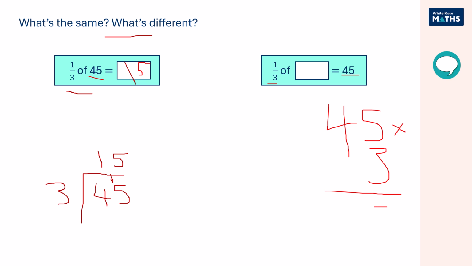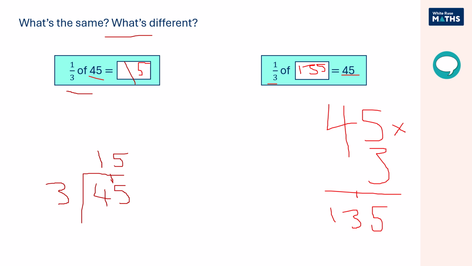5 times 3 makes 15. So 5 with a 1. 3 times 4 makes 12. Plus the 1 makes 13. So we have the answer. 1/3 of 135 is indeed 45. Okay, so we divide by the bottom and then times it by the top.